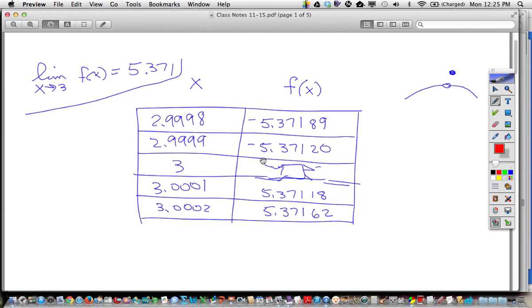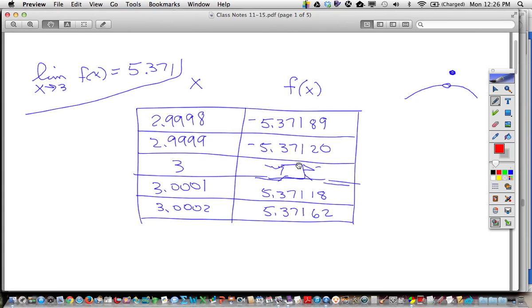Does not exist. Because on the left, less than 3, it's negative 5.371. To the right of 3, it's positive 5.371, so the cars wouldn't be meeting. Now, when we first did this table in class on Friday, I had these all positive. So these were positive, so the limit was 5.371. And we don't care what's here.